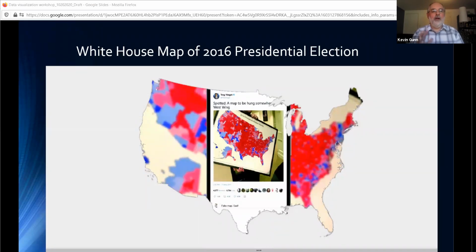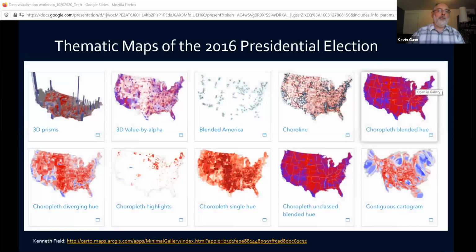And just to give you an idea, I really love showing this map because if you check out the thematic maps of the 2016 presidential election, Kenneth Field did this. What he did is take the exact same data and represent it differently using these different types of maps. And as you can see, some of them are really neat and some not so impressive. So definitely take a look at that website just to see how you can take one map, the same data, and get really different visual displays. So that's a good takeaway there.